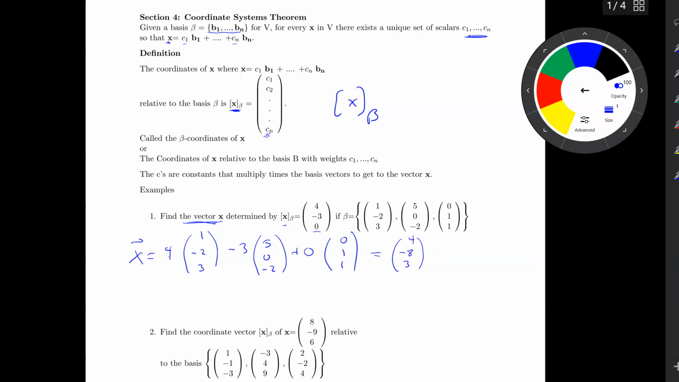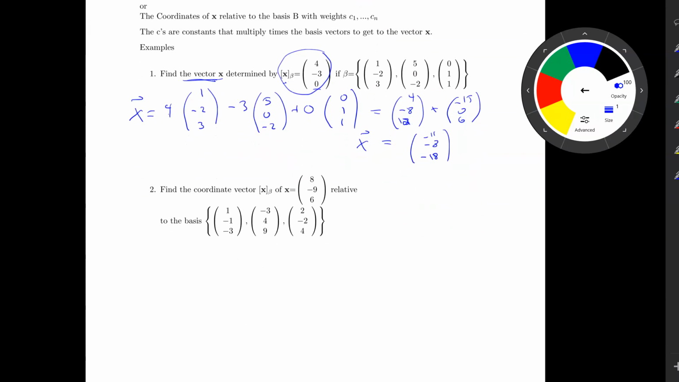I'm sorry, 12, and then negative 15, 0, 6. So this gives us the vector, right? And this is its unique beta coordinates vector. So this is the vector x that has this beta coordinates vector.